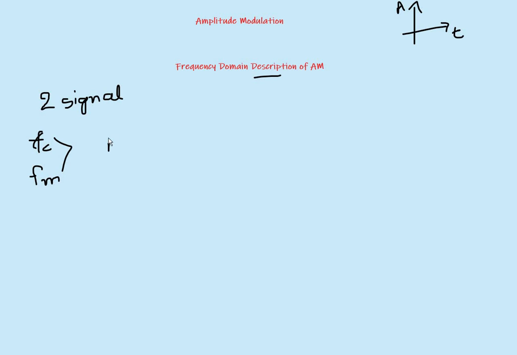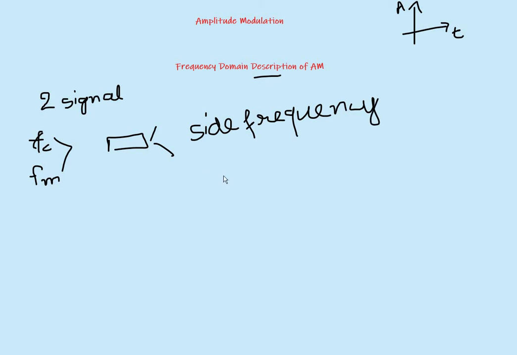We get a new signal which is present at a frequency different from these two, and this frequency is called side frequencies. When we are combining two signals with two frequencies, the new signal is present at a different frequency, and this is called side frequency or side bands.